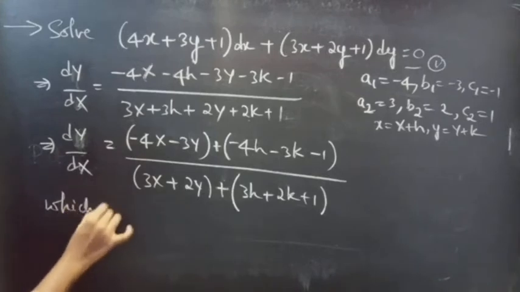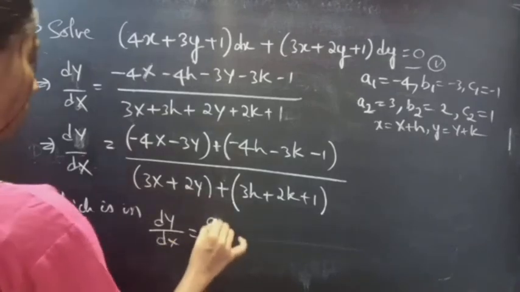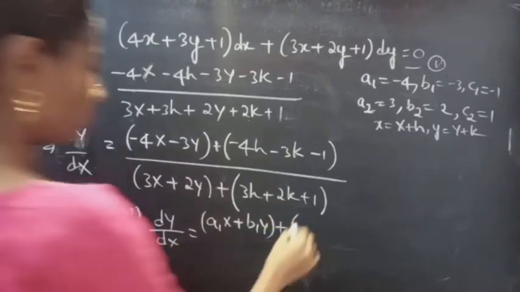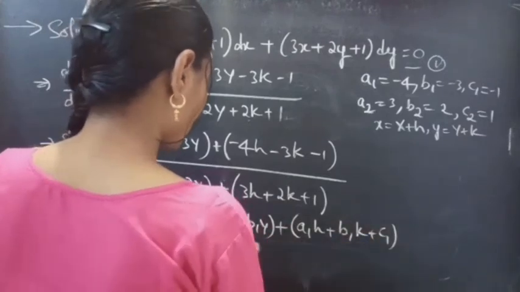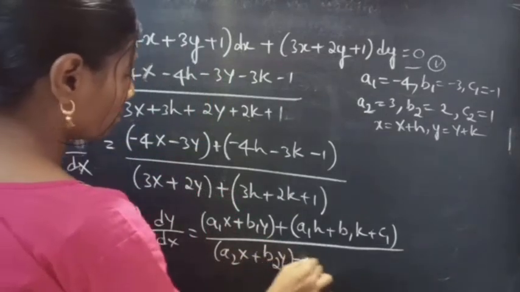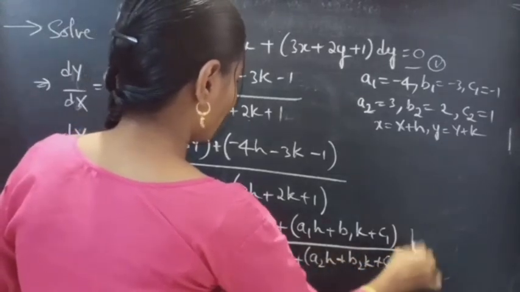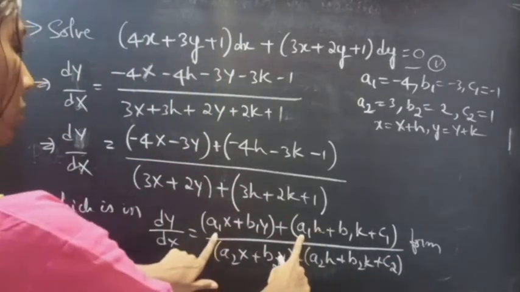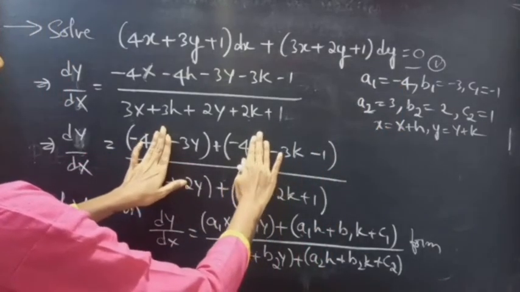Which is in the form dy by dx equals a1x plus b1y plus a1h plus b1k plus c1, by a2x plus b2y plus a2h plus b2k plus c2. See, we have the coefficient of x, a1, right? a1 is minus 4. The coefficient of x is minus 4.